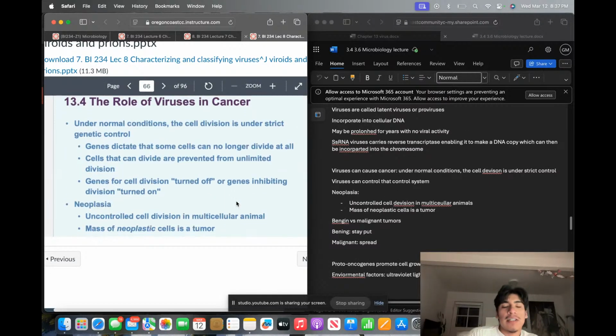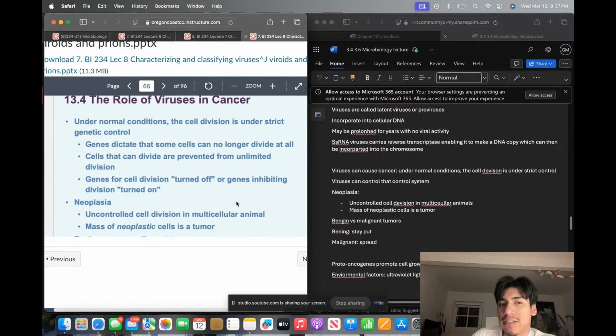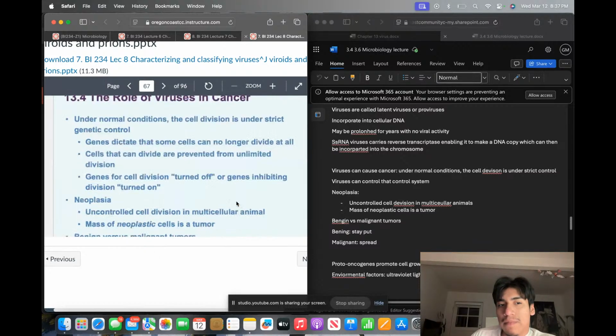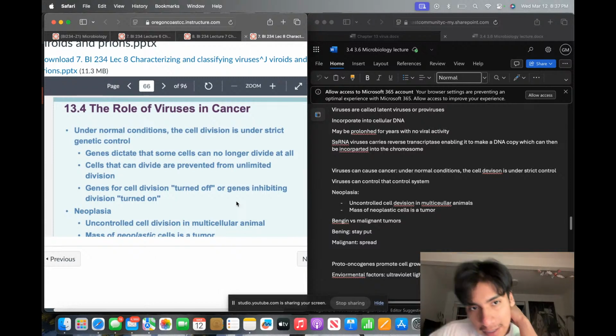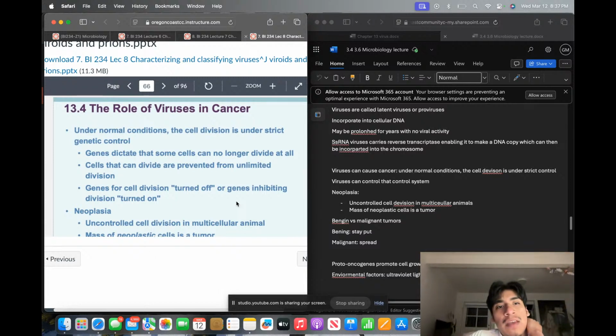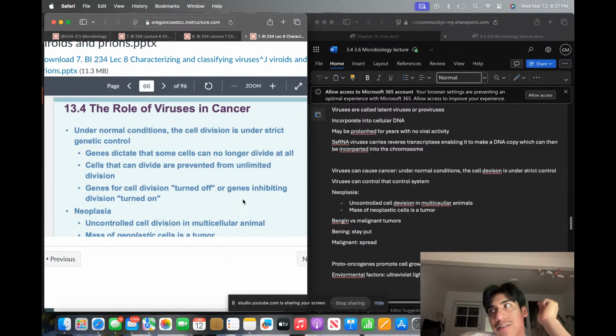All right. Under normal conditions, the cell division is under strict genetic control. But viruses can cause cancer because they're ignoring it. So there's parts of each genome that protect against rapid and uncontrolled cell division, which is what cancer is. But it could be possible that the virus interferes with that gene either by eliminating it or turning it off. And so that's why viruses can have a pretty direct role in cancer.